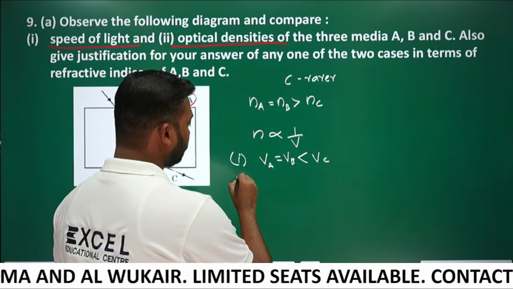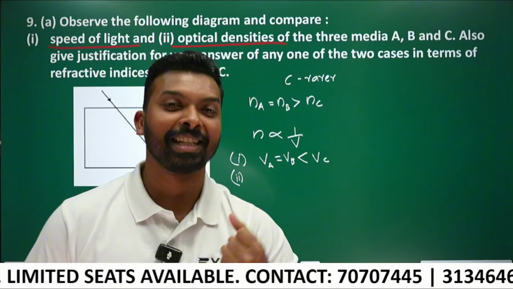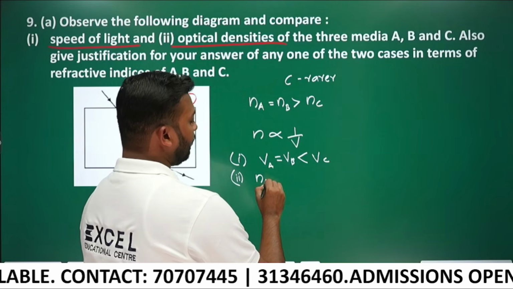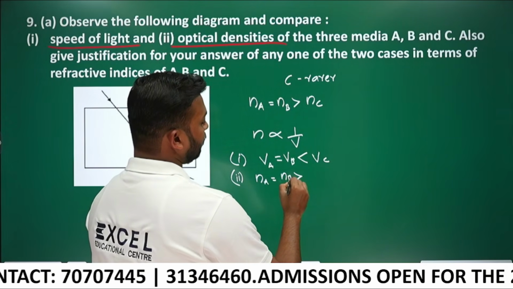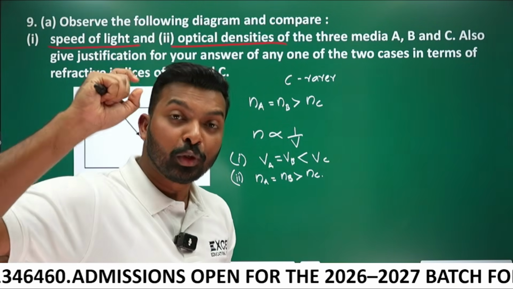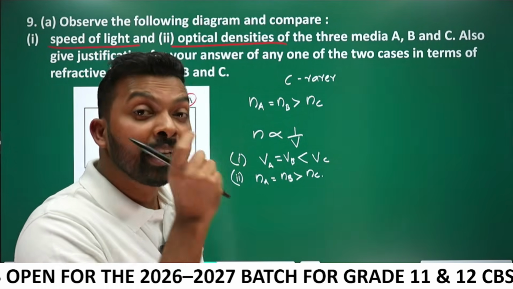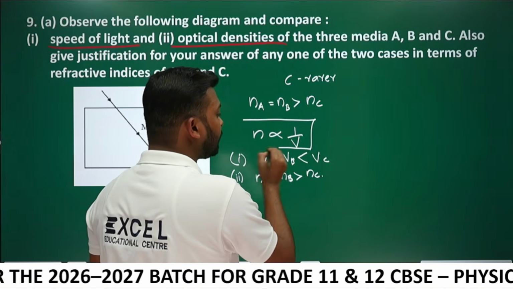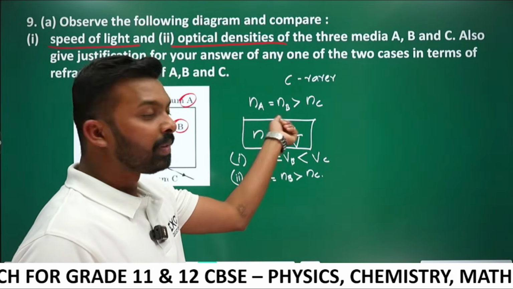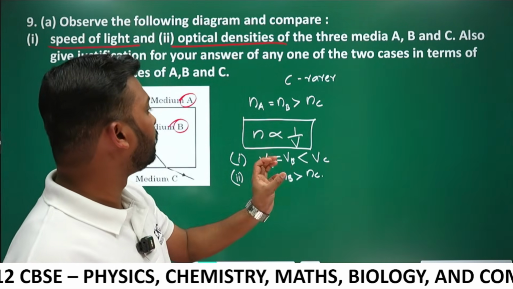Now what is the next one which is asked? Optical densities. Optical density is basically refractive index itself, so we can say NA equal to NB, which is greater than NC. This can be a 2-mark question, so if you are asked this, you have to always mention the physics here: N is directly proportional to 1 by V. This is the statement you have to mention, and this is the answer for this question.